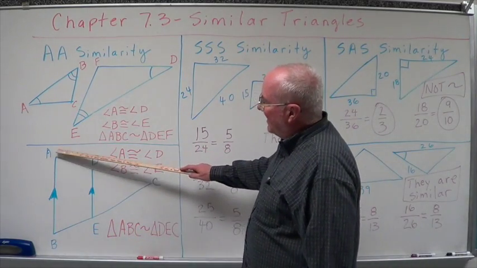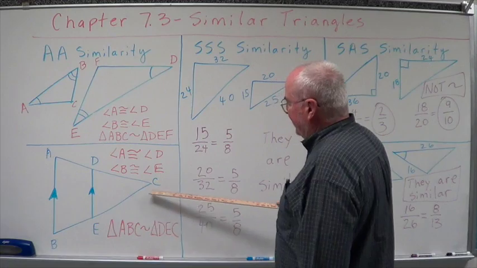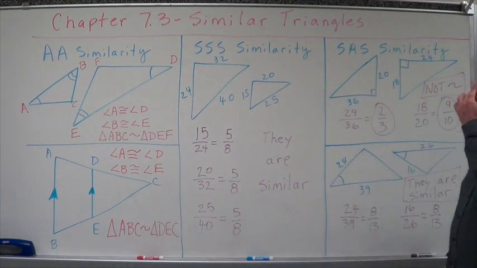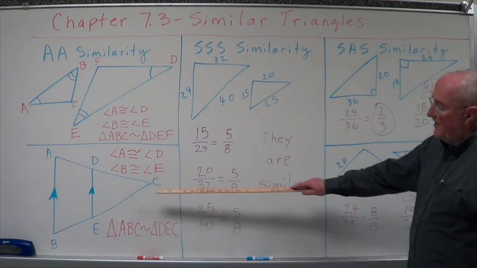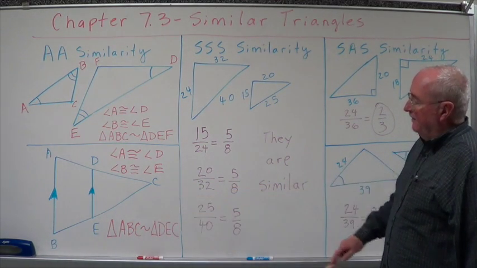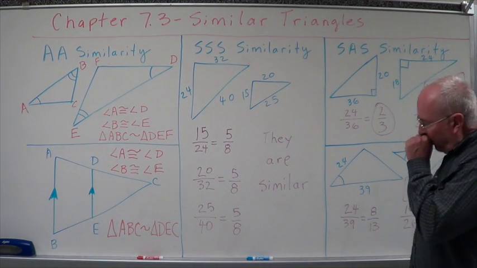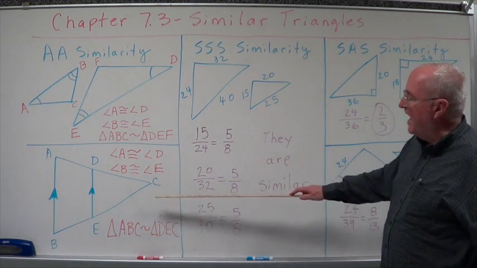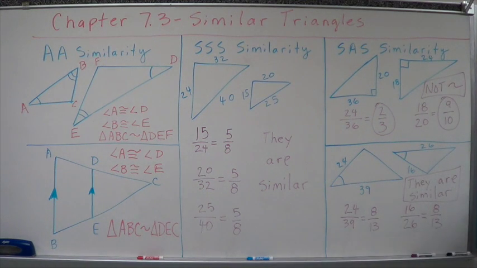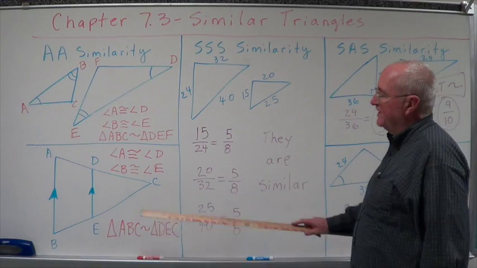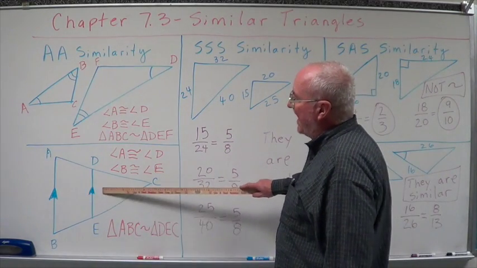This is different. We have a triangle ABC, and then we have triangle DEF. Okay? They both share angle C, so we can immediately say that they both have angle C in common with each other. Okay? So we know that angle C is congruent to angle C. However, we don't even need to use that one because we have two parallel lines.